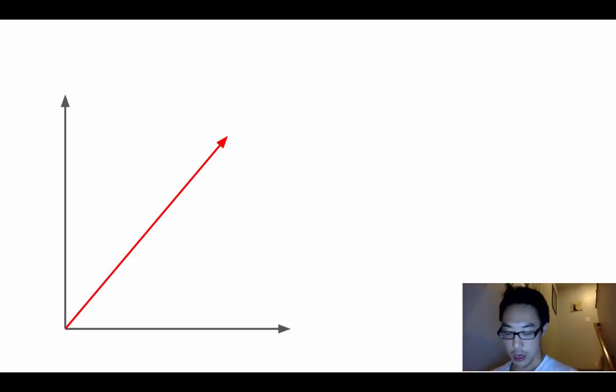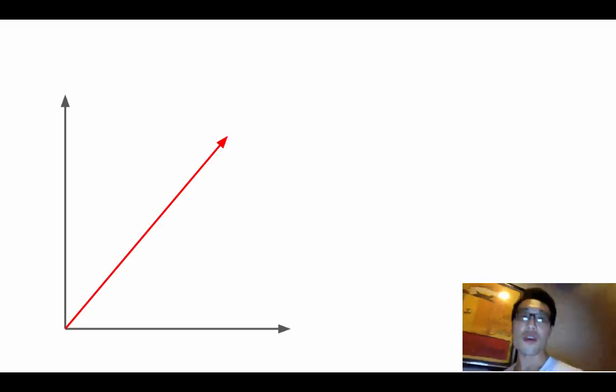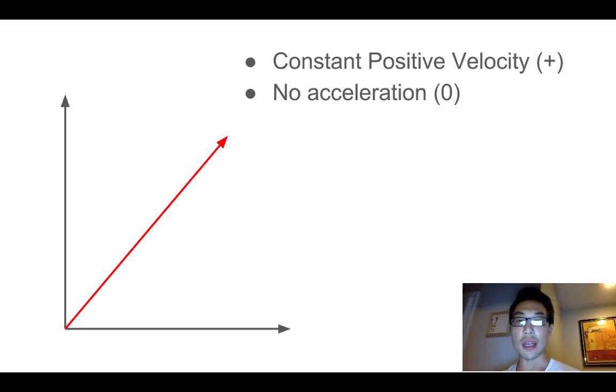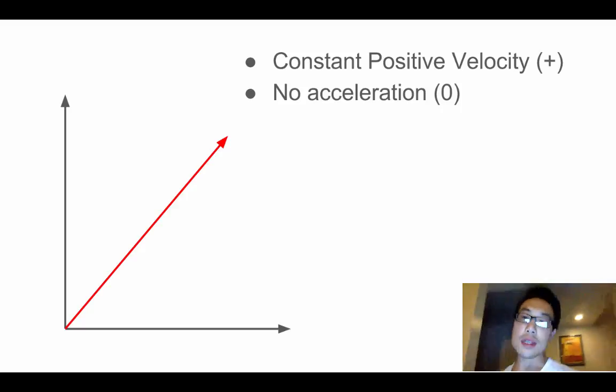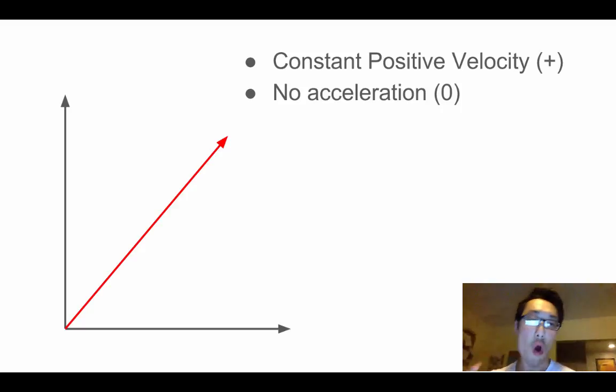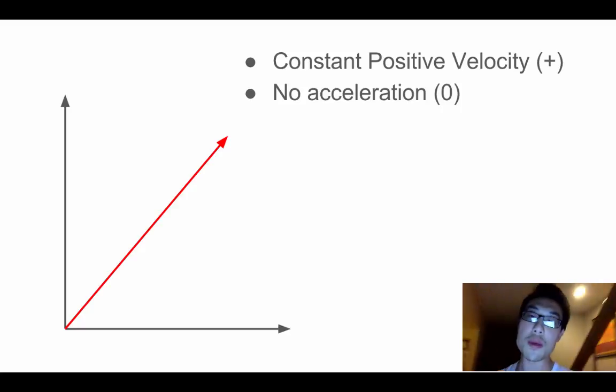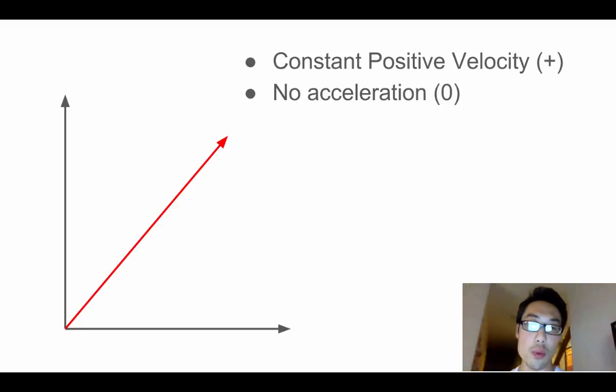For example, this one here, this is a linear curve, and because it's a linear curve, it tells you something special. So let's take a look at it. We know that it is a constant positive velocity. By the way, all of these graphs will be position over time. Okay? And because it's a constant positive velocity, there's no acceleration. We know this because it's a linear shape, which means that it's not speeding up nor slowing down.